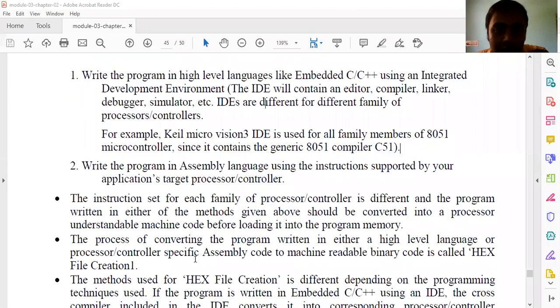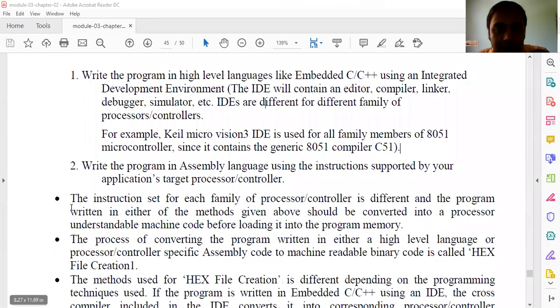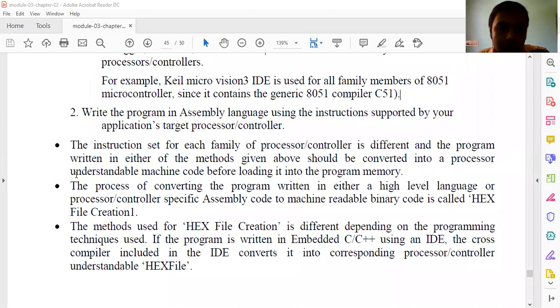Whatever program you write, whether in a higher level language or in assembly language, you need to convert it into machine understandable code. The instruction set for each family of processor or controller is different, and the program written in either of the methods given above should be converted into processor understandable machine code before loading into the program memory. The process of converting the program written in either a high level language or in processor or controller specific assembly code to machine readable binary code is called hex file creation.